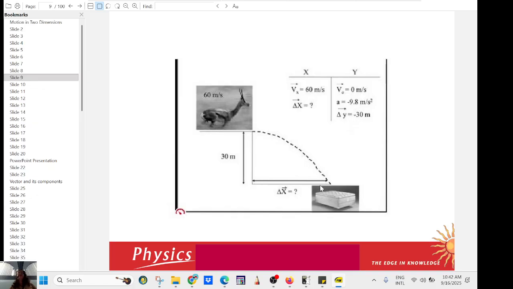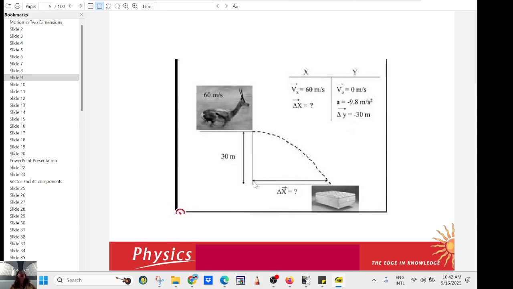What's going to be delta x? So delta x is called the range. If in your textbook it's called the range, uppercase R. So it will be the x displacement, the displacement along the x-axis.